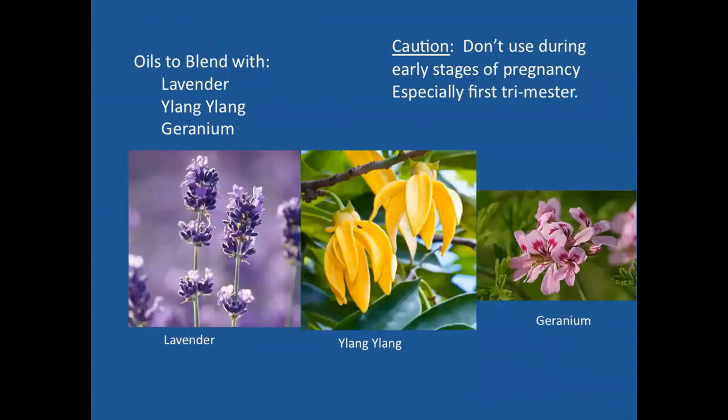So one thing you do want to be careful of is not using it during the early stages of pregnancy, especially during the first trimester. There can be some complications that can occur there. So make sure that you don't do that. Some oils that it can blend well with are lavender, so that can work well on the sedative end of things, ylang-ylang and geranium. We'll talk about each of these at different times, and there are many different properties associated with them. But it's nice to know the different oils that are sometimes beneficial in blending.